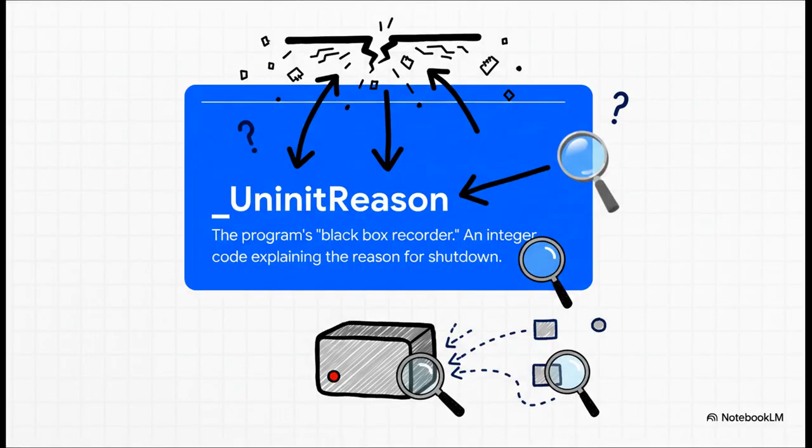But what if your program stops and you didn't expect it to? How do you figure out why it shut down? That's where _UninitReason comes in. This is your program's black box recorder. It's an integer that holds a very specific code that tells you the exact reason for the shutdown. For debugging, this thing is an incredibly powerful tool.